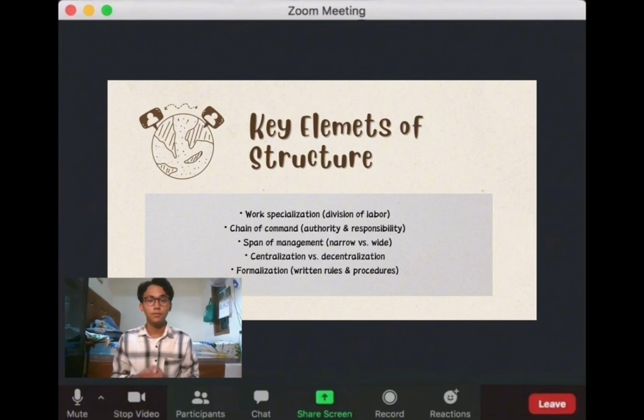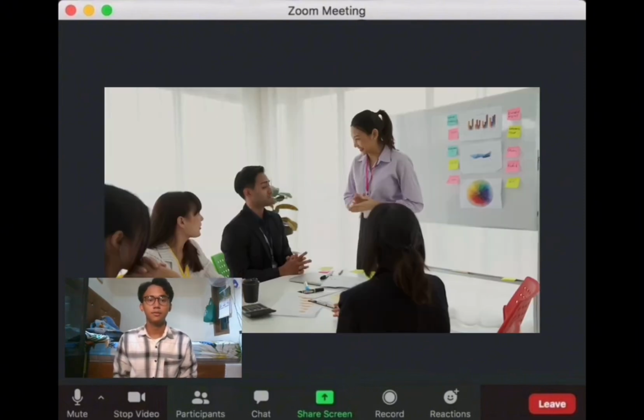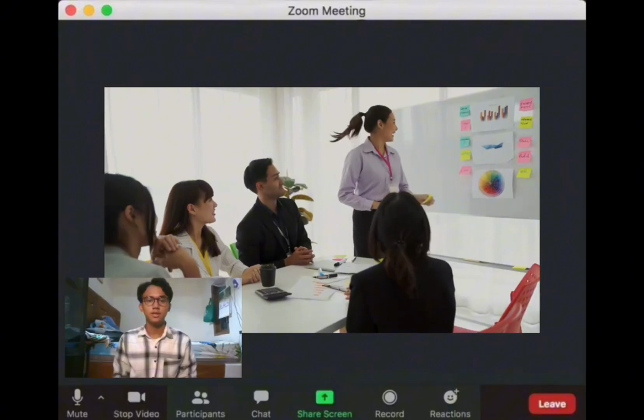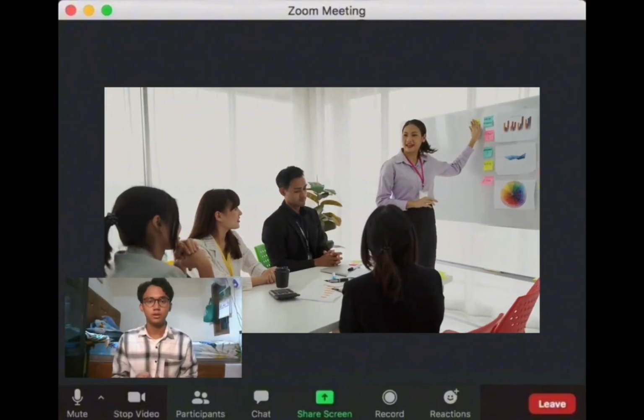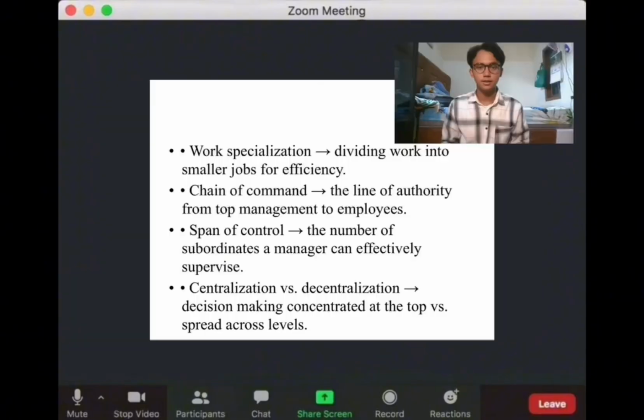Now we move into organizational structure and fundamentals. Definition of organizational structure: the framework that defines reporting relationships, work division, and coordination. And then there are the key elements.